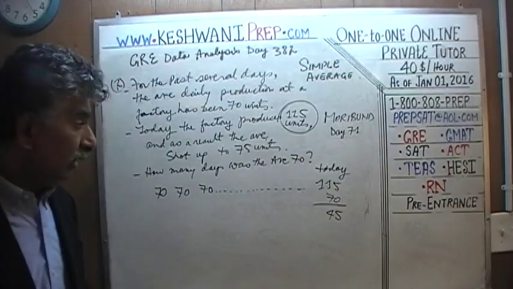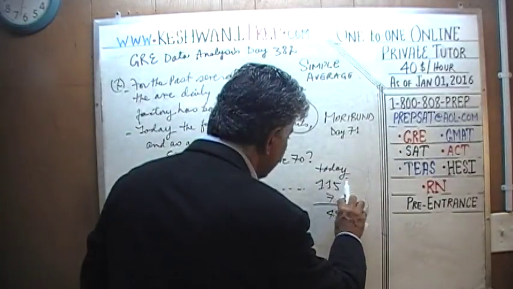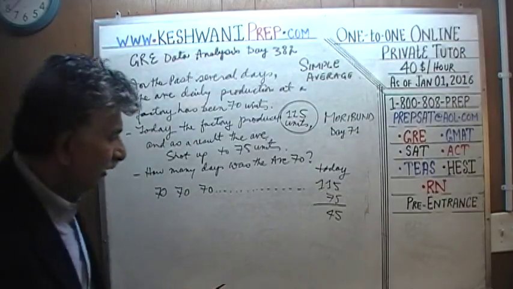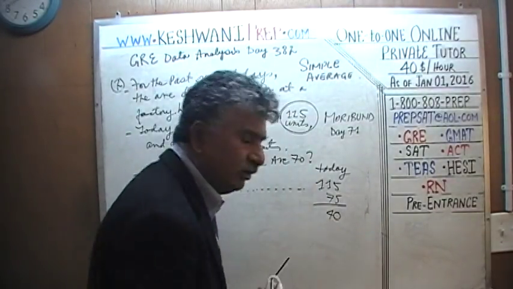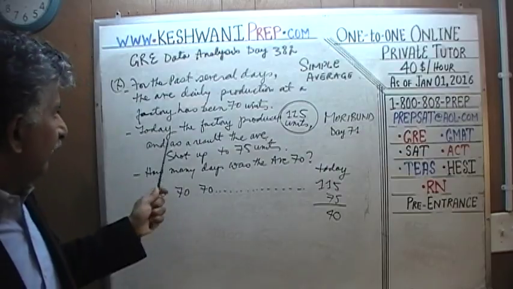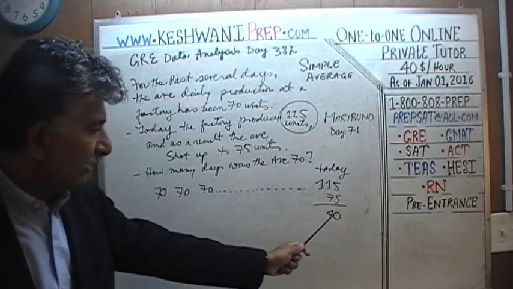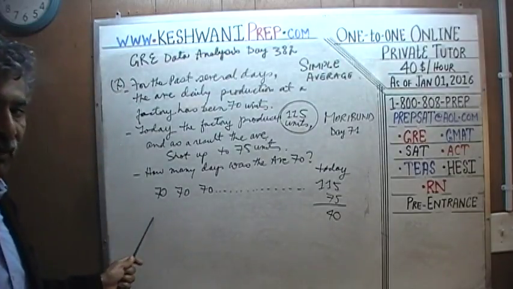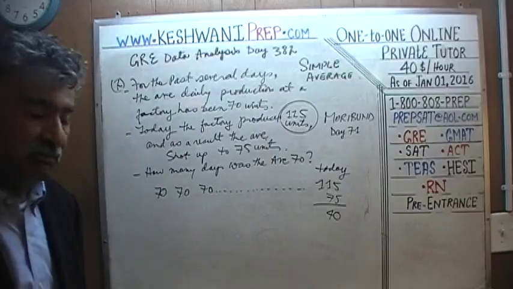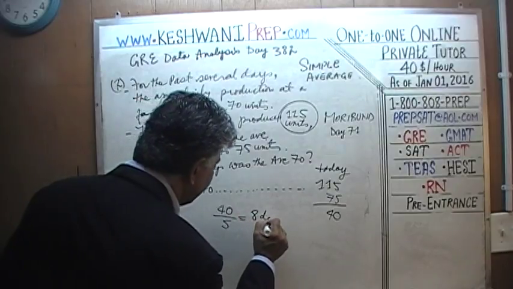If you don't want to go this route, then make today 75. Pretend that today's production is 75, we would have had 40 left over. Question is, what are we going to do with these 40 extra units? How many days can we distribute in the past so that every one of them becomes 75? It's just 40 divided by 5. 8 days.